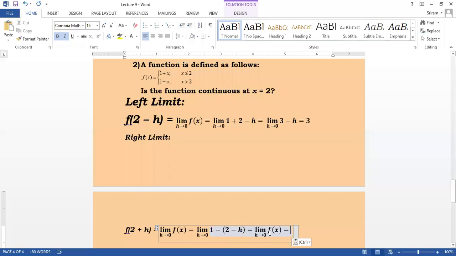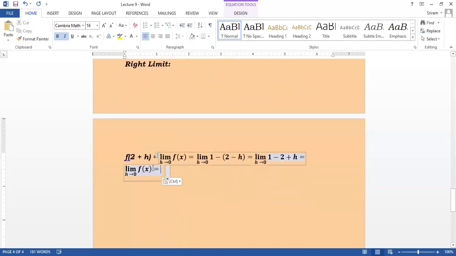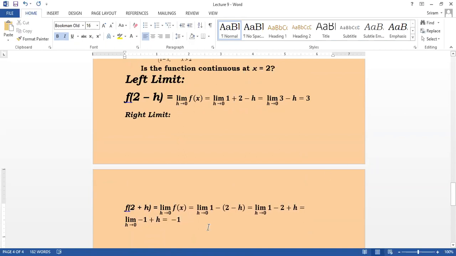So now what will be the limit? Limit h tends to 0. What will happen now? This is 1 minus 2, minus into minus will become plus h, isn't it? So this will be 1 minus 2 is minus 1, plus h. In place of h, when I take the value of 0, the limit is minus 1. Here, when we check, our left limit is 3, our right limit is minus 1.